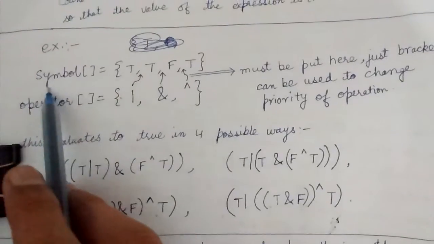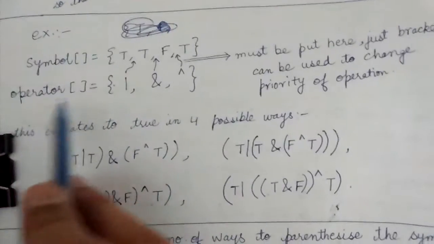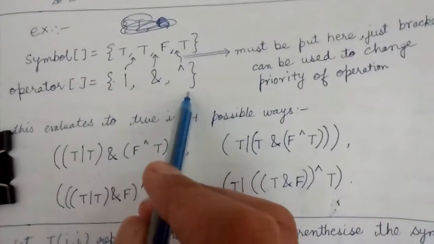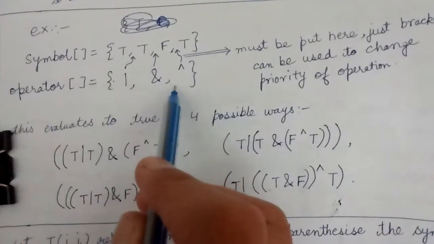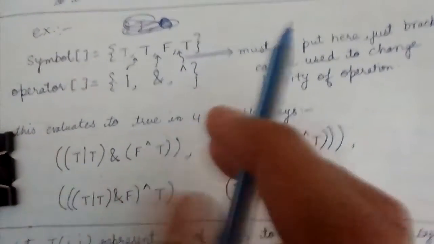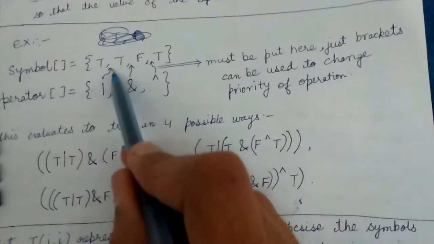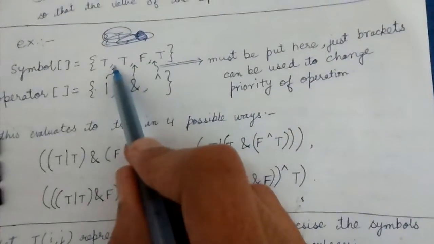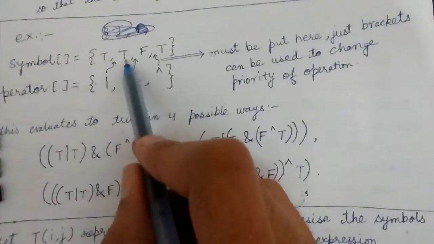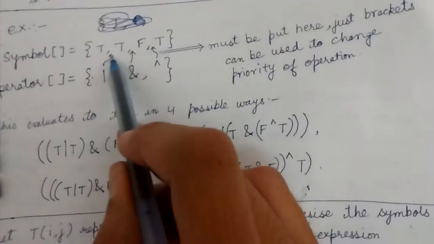Let us say this is the symbol array, which is true, true, false, true. This is the operator array, which is OR and XOR. It may be anything: OR and OR, it may be AND, anything. So this OR basically comes here. What it denotes is this OR comes between these two trues. This is the 0th element, this is the first, this is the second, this is the third, if we consider zero indexing. So this OR must be placed between these two.